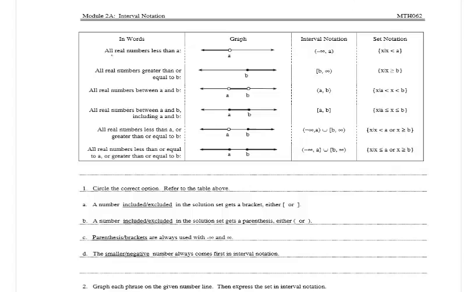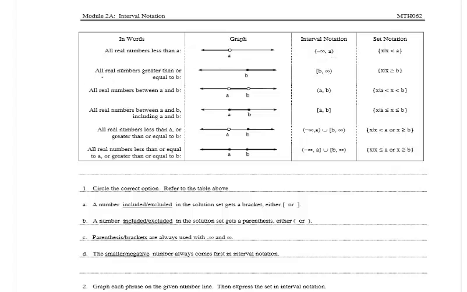So in this first example, we have all real numbers less than a. Because it's less than and not less than or equal to, a isn't actually included in this set. So it's going to get an open circle here, and then we shade everything less than that on the number line. And then as far as the interval notation, we always use parentheses for negative infinity and infinity. And then we go to a and parentheses. And we use parentheses when you don't include the number.